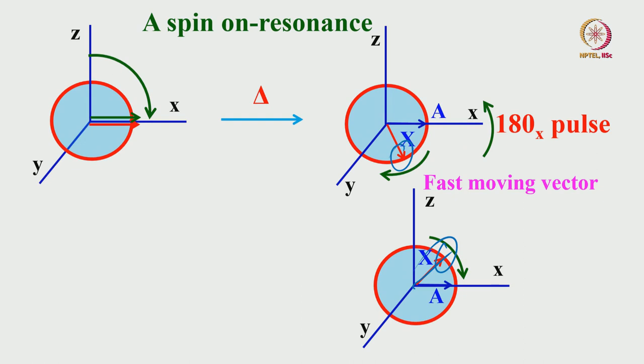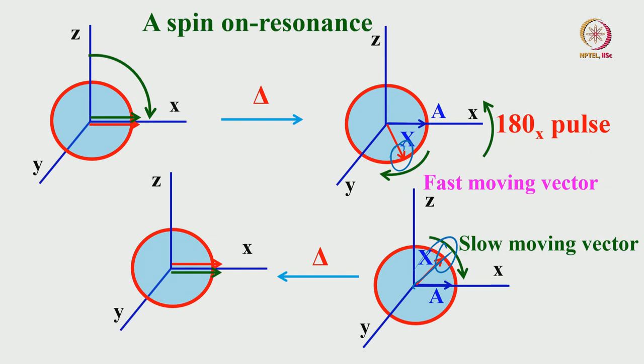Now what will happen? It starts moving faster, became slow now because it is on the other side. It starts moving slow, it became a slow moving vector. And it starts moving like that. Wait for some time, the same delta time. Then what happened? After exactly an equal amount of time, it will come to the same x-axis.